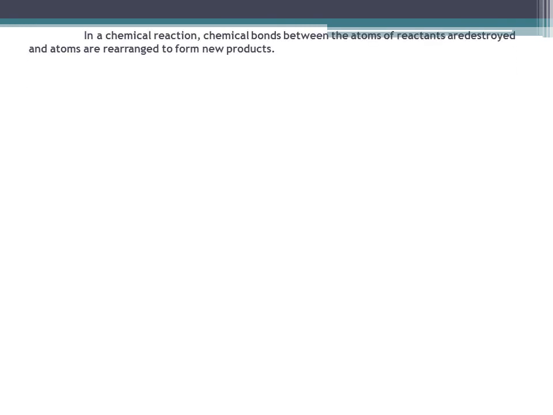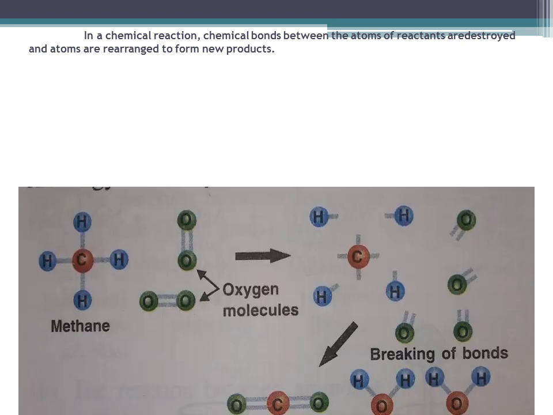Reactants and products may be elements or compounds. The atoms in the molecules of these are held together by chemical bonds. A chemical bond is the force of attraction between the atoms in a molecule. Chemical bond holds the atoms together in a molecule. In a chemical reaction, chemical bonds between the atoms of reactants are destroyed and atoms are rearranged to create new products.